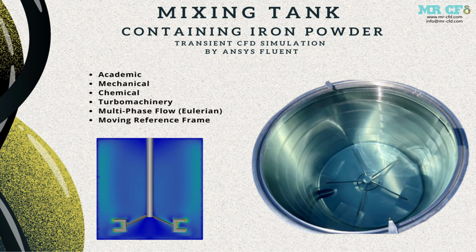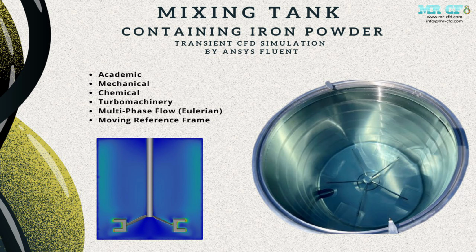The present problem simulates two-phase mixing in a mixing tank by the ANSYS Fluent solver. A mixing tank typically consists of a cylindrical vessel and one or more impellers. The impellers are driven by an external motor that rotates them. When the impellers rotate, they create a flow of fluid in the tank.